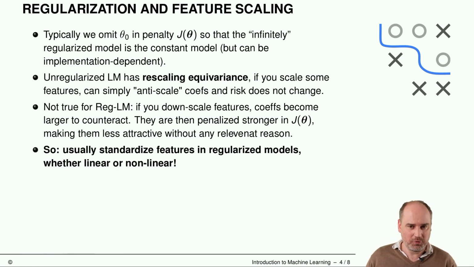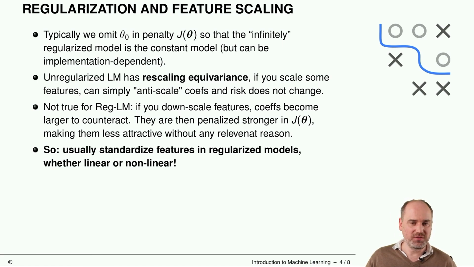But if the coefficients become larger, they don't only counteract that downscaling in the loss in the ERM, they are also now penalized more strongly in the penalty, and now things become more difficult in terms of the result. So if you would do something like that, that would actually make the feature less attractive in the penalty. Yeah, and that changes the result.